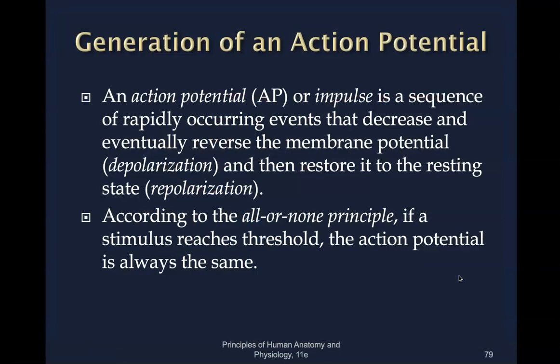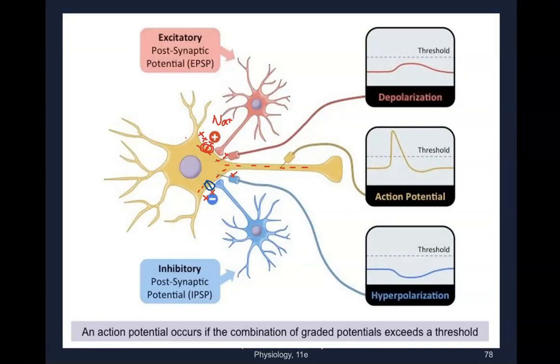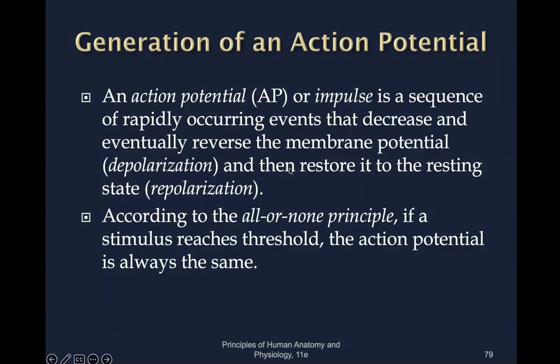So what I really wanted you to see back there was that graded potentials can lead to an action potential. So keep that in mind: graded potentials can lead to an action potential. Now again, an action potential is an impulse that is going to travel all the way down the axon, and it's going to fully reverse the membrane potential. And again, we call that depolarization.